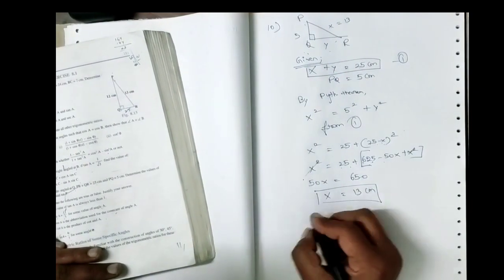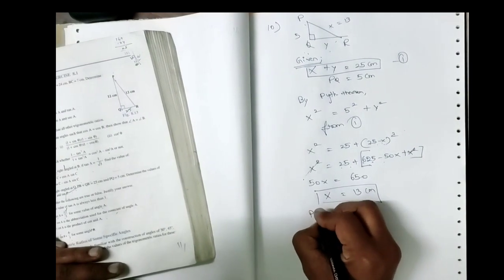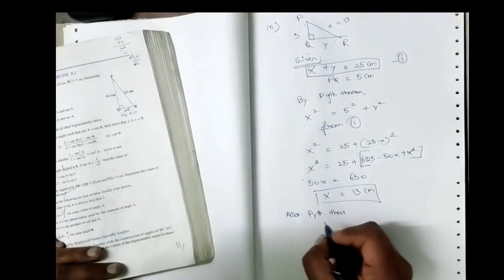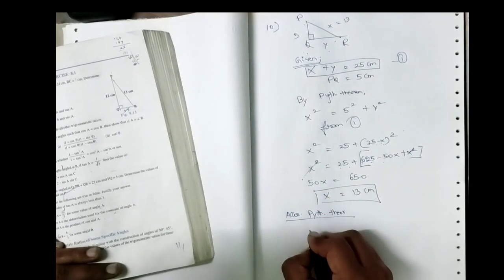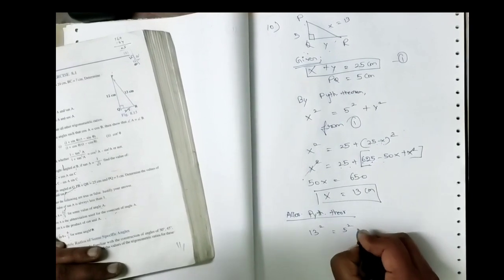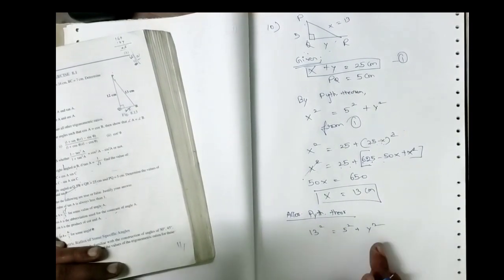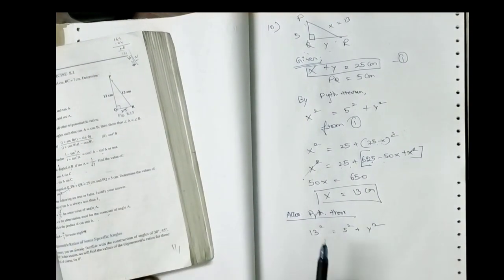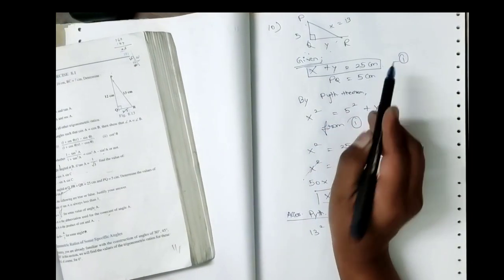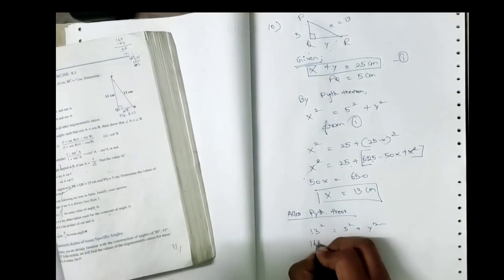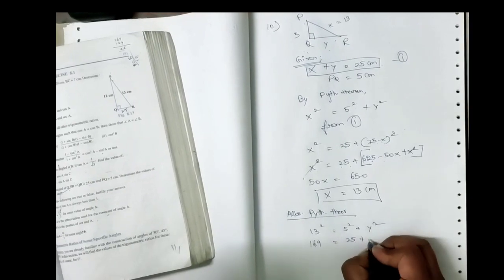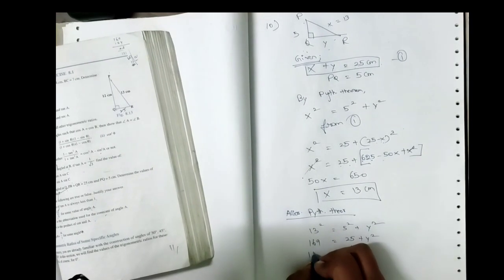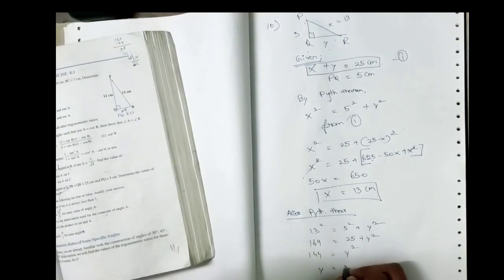Now according to the Pythagoras theorem, 13 square is equal to 5 square plus y square. We can arrive at it by two options. We can either use Pythagoras theorem or we can apply this x value in equation 1. Both are correct. So 169 is equal to 25 plus y square. So y square will be 144, that is y is equal to 12.